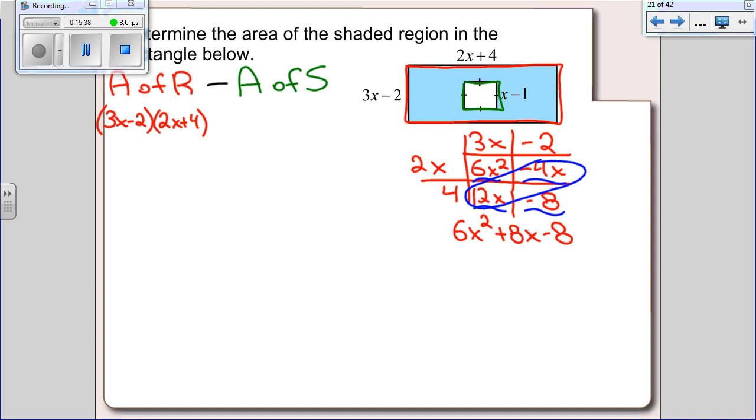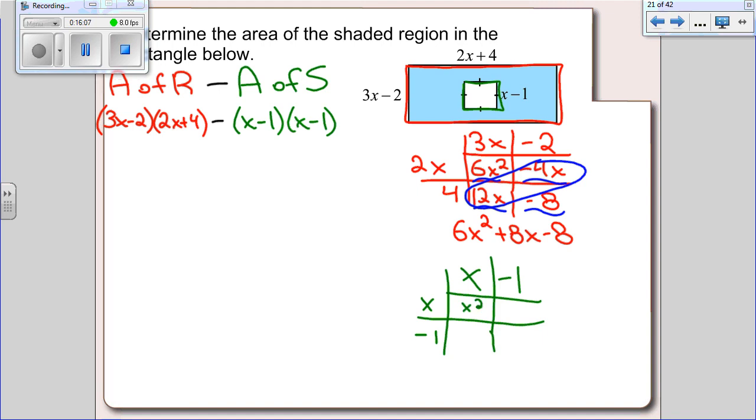Alright, now that we know the area of the rectangle, now you have to figure out the area of the square. That's x minus 1 times x minus 1. So, on the side of my paper, I'm going to do that one a little quickly. So x minus 1 and x minus 1. That gives me x squared, negative x, positive 1. Combining like terms, it's x squared minus 2x plus 1. So I'll give you a second to write that down. Just kind of speeding through that.